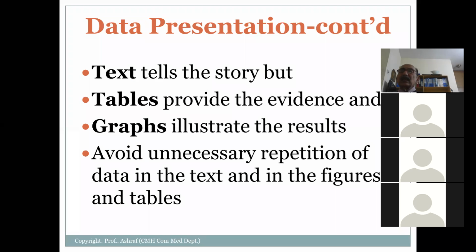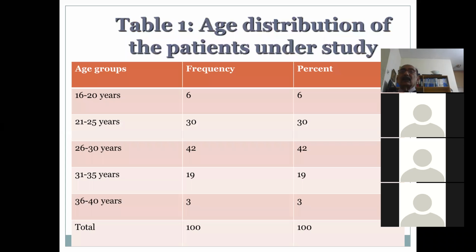Text tells the story, tables provide the evidence, and graphs illustrate the results. Avoid unnecessary repetition of data. If you make a table of some data, do not make the graph. That is a redundancy of data. Don't do that. Either you present the data in the form of a table, or otherwise a graph. But do not make both a table and a graph of the same data. That is not permitted.